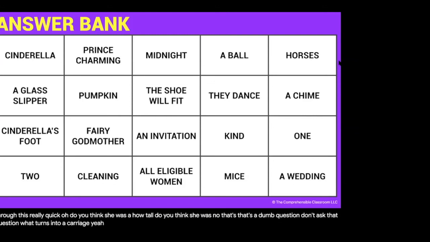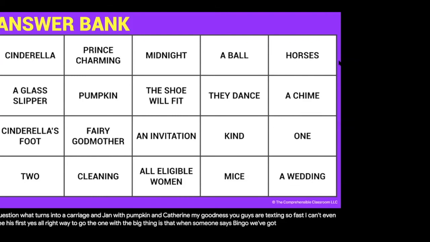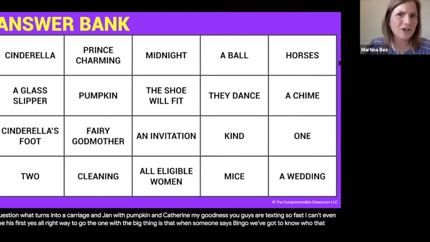Jeanne, pumpkin. Oh, and Catherine. My goodness, you guys are typing so fast. I can't even see who's first. Yes, pumpkin it is. All right, way to go. Well, the big thing is that when someone says bingo, we've got to know who that was first. Okay. Does a pumpkin turn into a carriage, or does a carriage turn into a pumpkin?